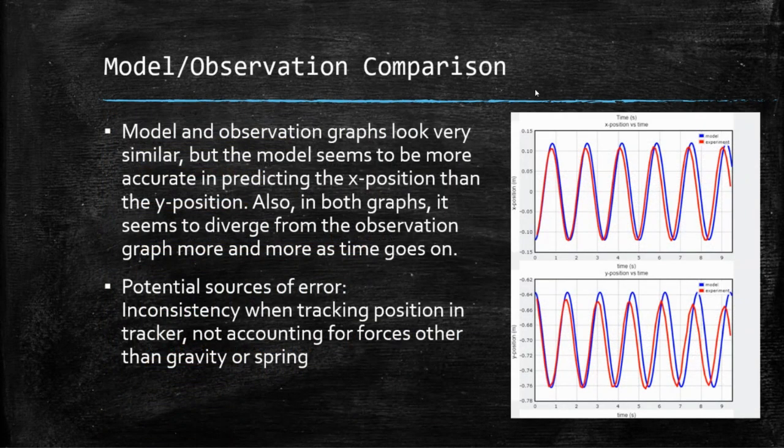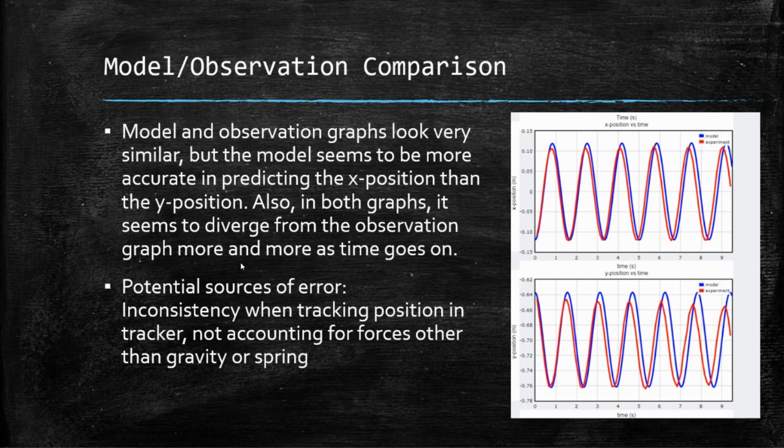Now let's compare the model graph and the observation graph. They both look very similar, but the model does seem to be more accurate in predicting the x position than it does for the y position. Also, in both graphs, it seems to diverge from the observation graph more and more as time goes on. As you can see down here, it gets further and further from the red.